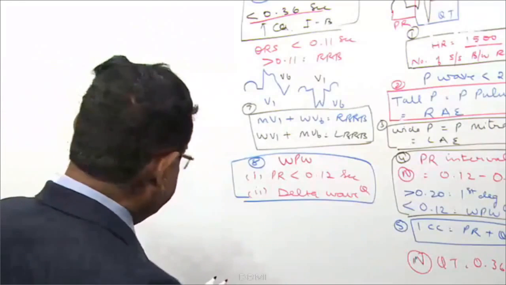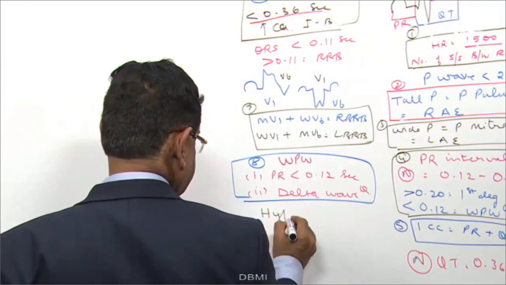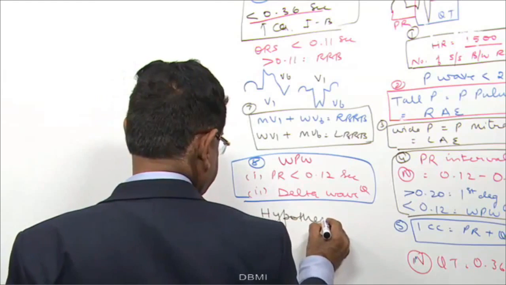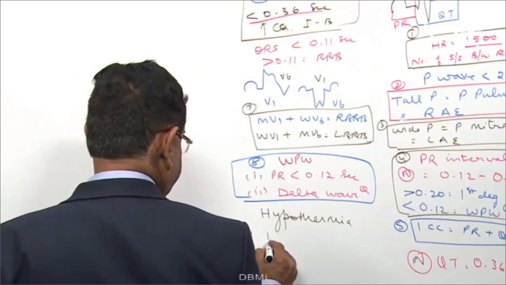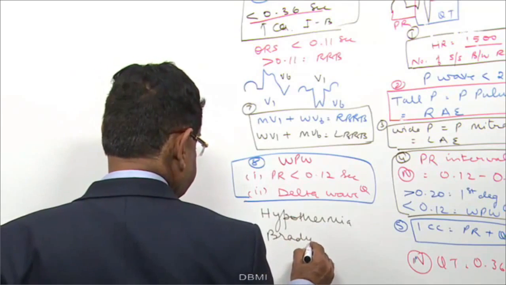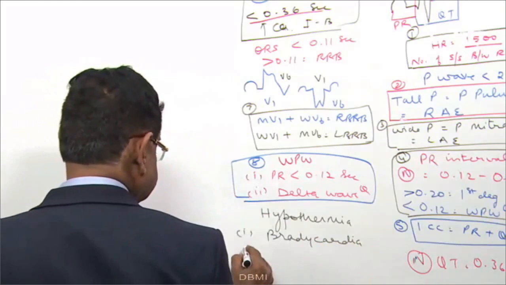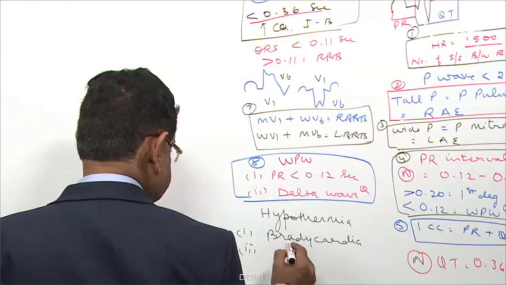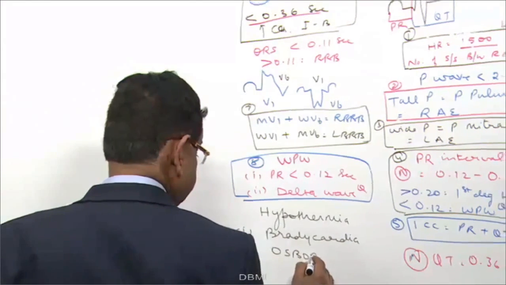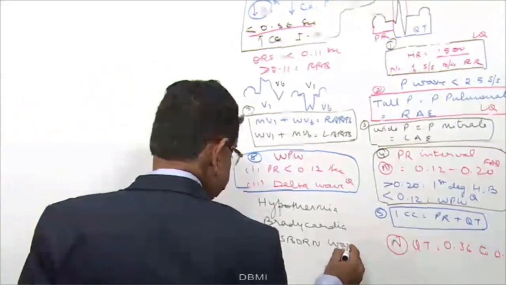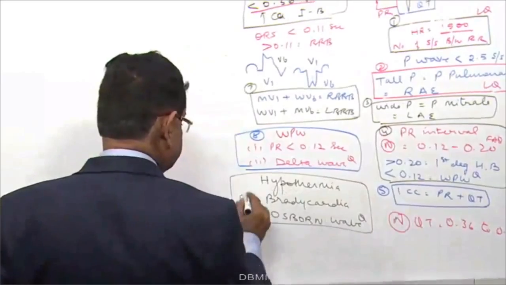So now we move on to hypothermia. In hypothermia, first we get bradycardia. Second, what we get is Osborne wave. This is a very frequently asked question. This is the box number 9.